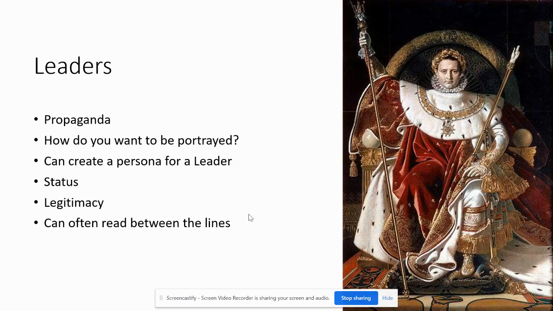Now, these types of portraits can create a persona for a leader. They can show their status. And in previous time periods, when video and photography was not readily available, this was the only way that people knew what their leaders looked like. It can also establish a sense of legitimacy. And these portraits can often be read between the lines, right? Like we did with this portrait of Napoleon. He's obviously compensating for something here, right?